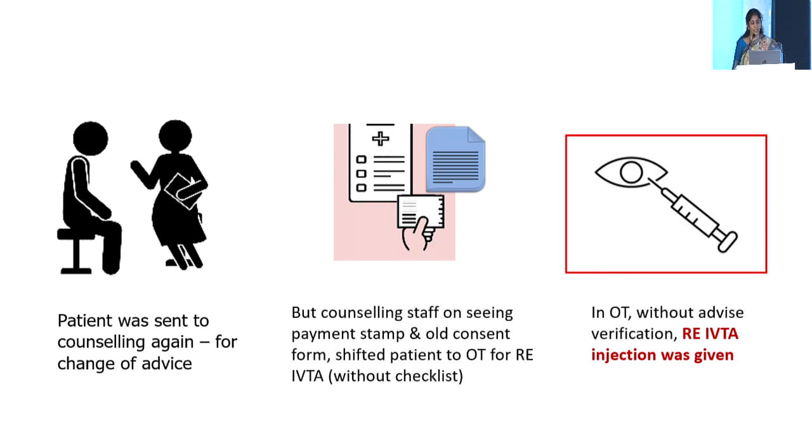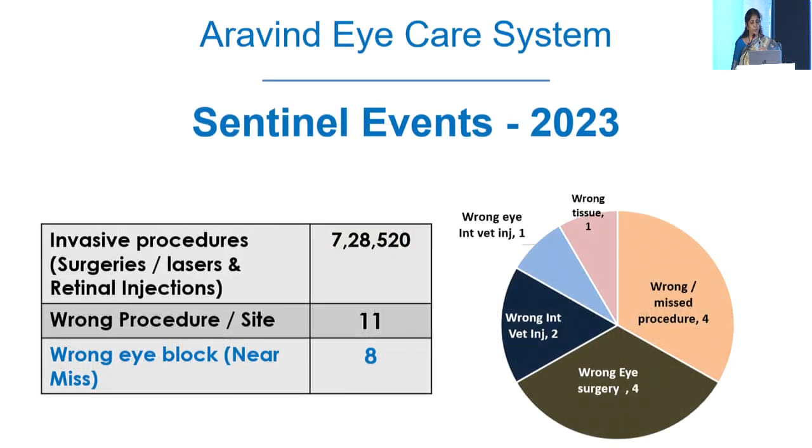So what happened? In spite of the clinician seeing the patient, IOP being measured, advice being changed, in spite of all this being done, all of this went to waste. The patient again went in and received an IVTA. I'm just saying, these are very rare incidents, so we don't take them seriously, but all of these are situations which can help us learn for the future.